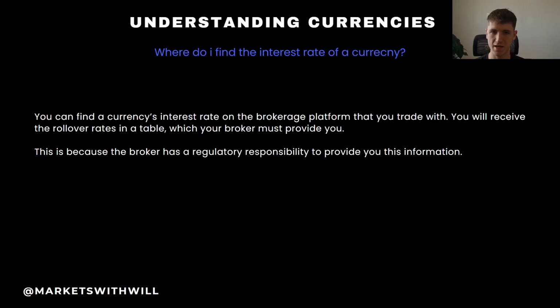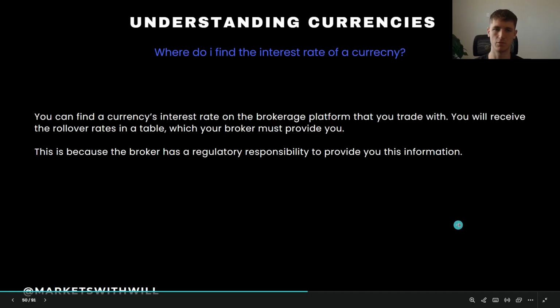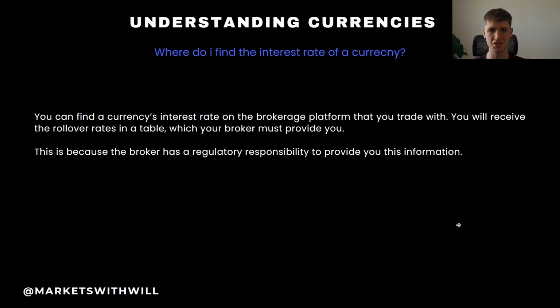So you've just watched that Excel example and you're wondering where you find the interest rate of a currency. It's spelled incorrectly, but you know what I'm talking about. So you can find the currency's interest rate on the brokerage platform that you trade with. You will receive the rollover rates in a table, which your broker must provide you. They have to, because the broker has a regulatory responsibility to provide you this information. You may just need to ask for it, but if they deny it, another big red flag. We've spoken about what makes a good broker and bad brokers. If they don't give you this information, it's just blatantly illegal.